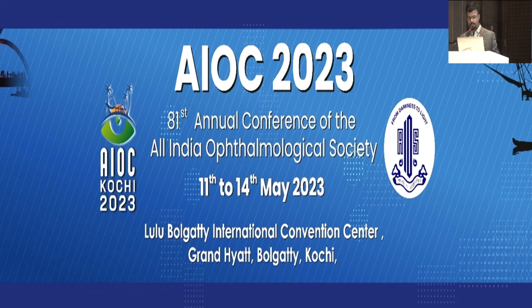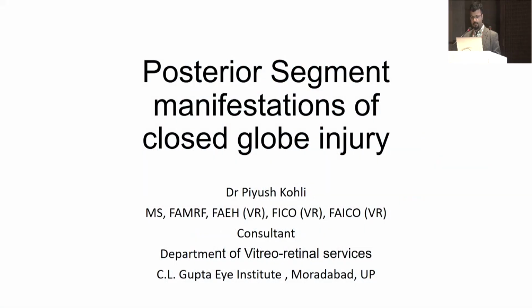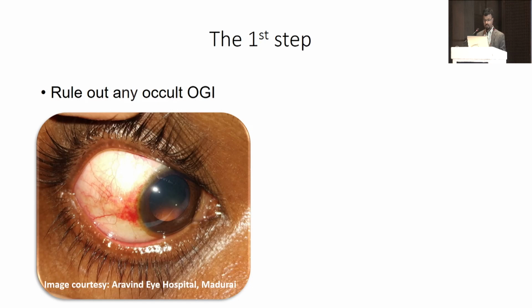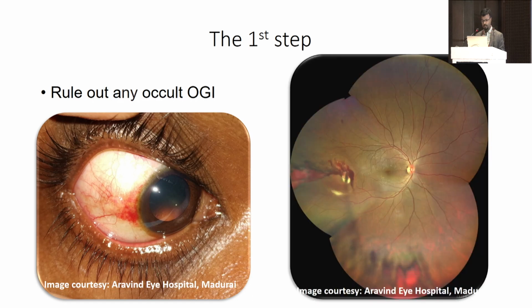So now moving on to the posterior segment manifestations of closed globe injury. A patient with blunt trauma may look innocuous at first look. So what we need is careful and detailed history taking, as well as fundus examination, necessary to rule out the collateral damage. Like this patient, who looks very innocuous with a subconjunctival hemorrhage, but the first thing we have to do is rule out any occult globe injury.